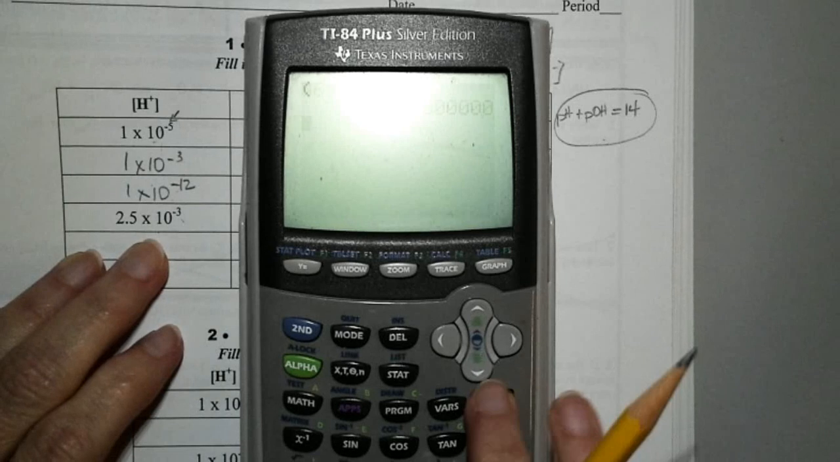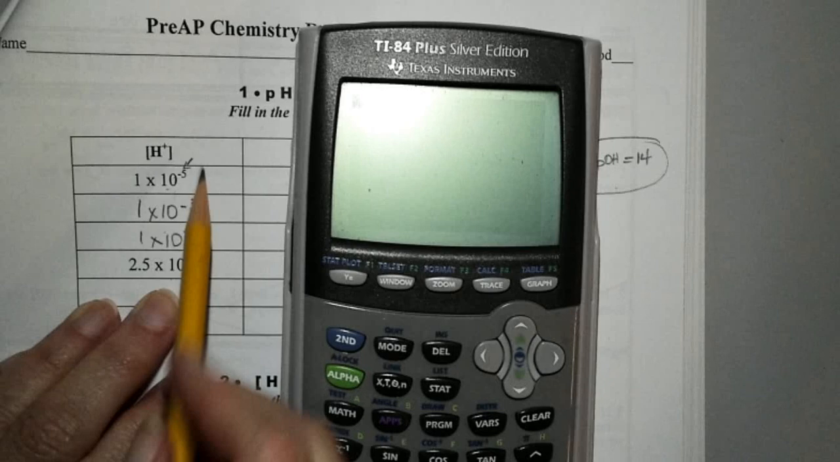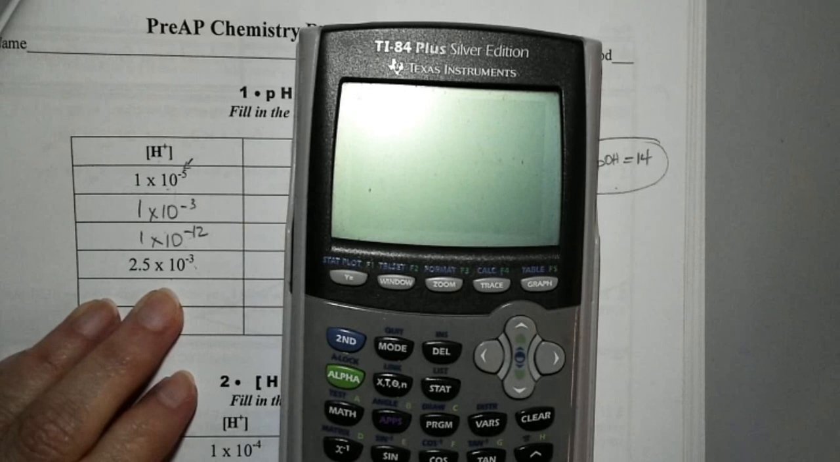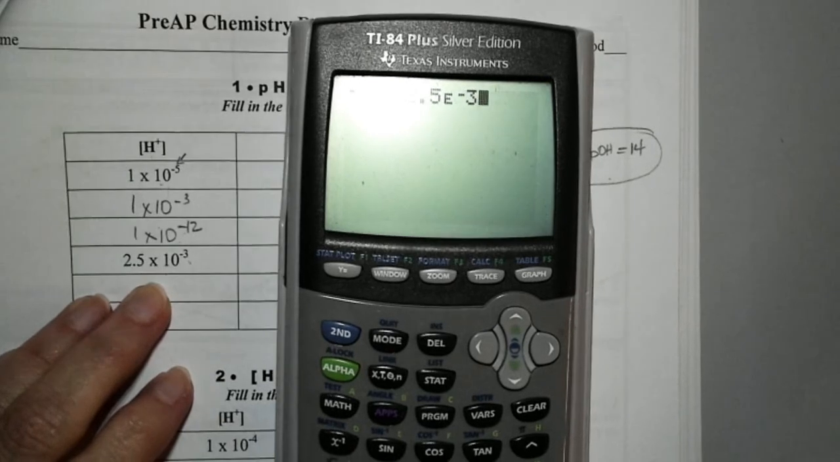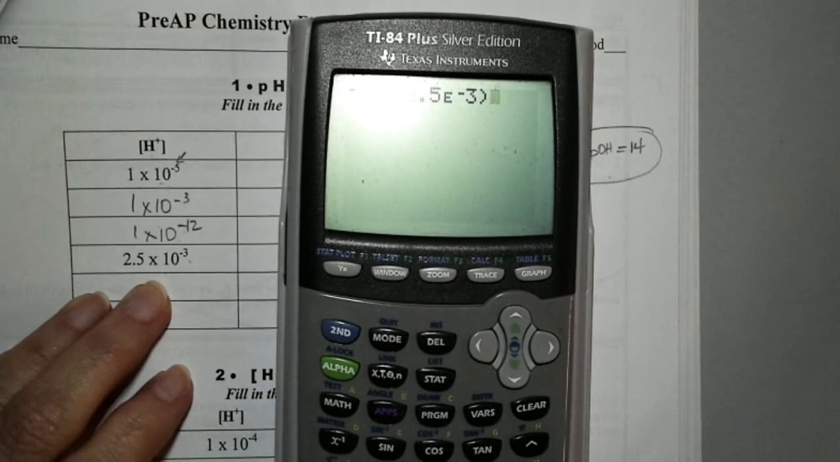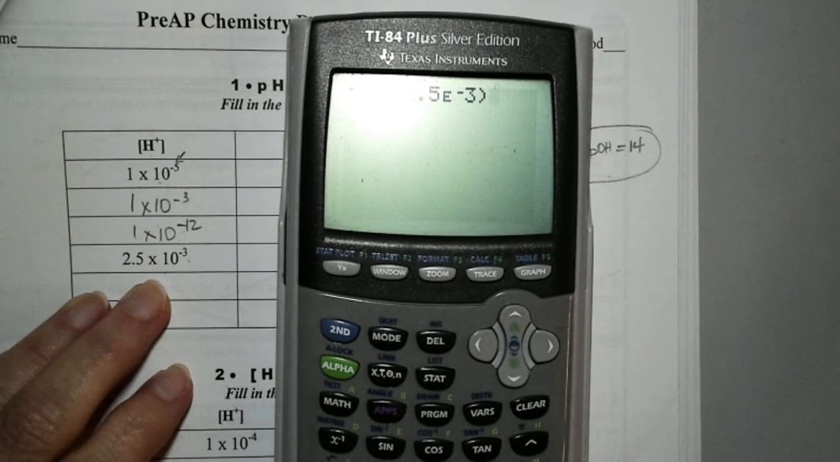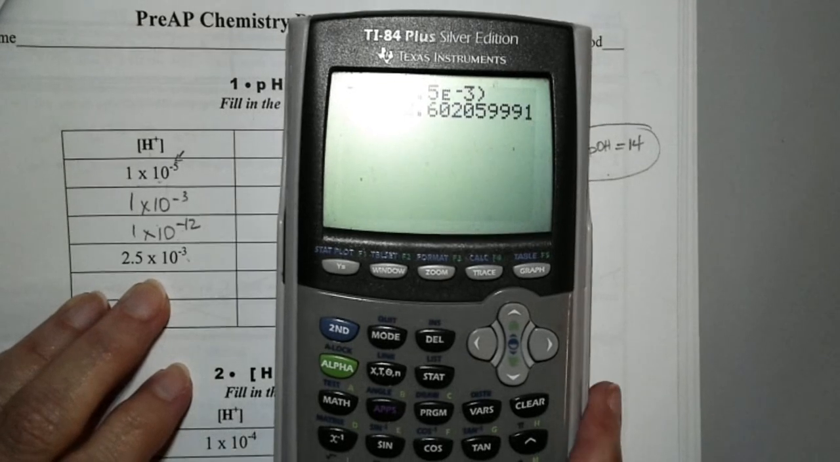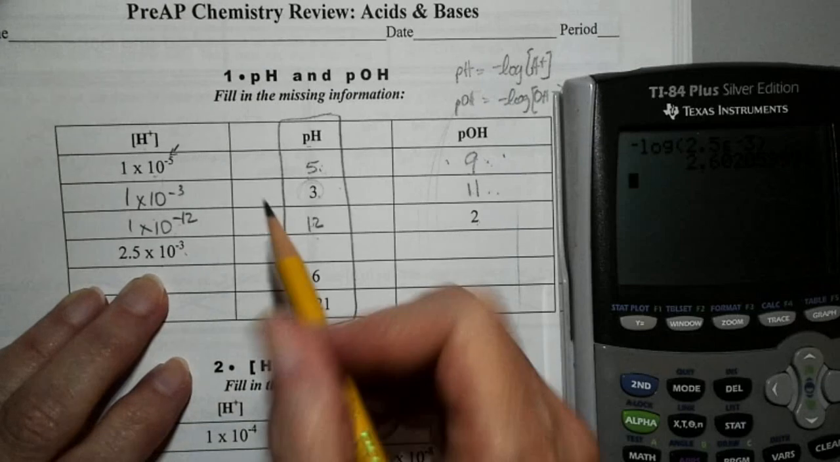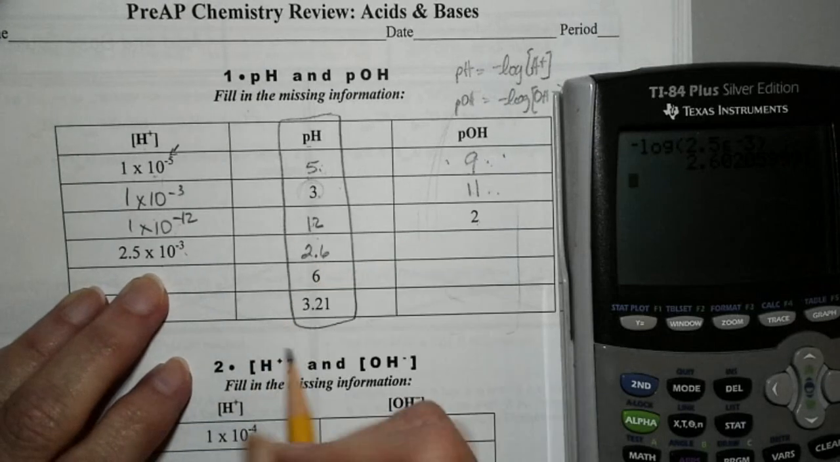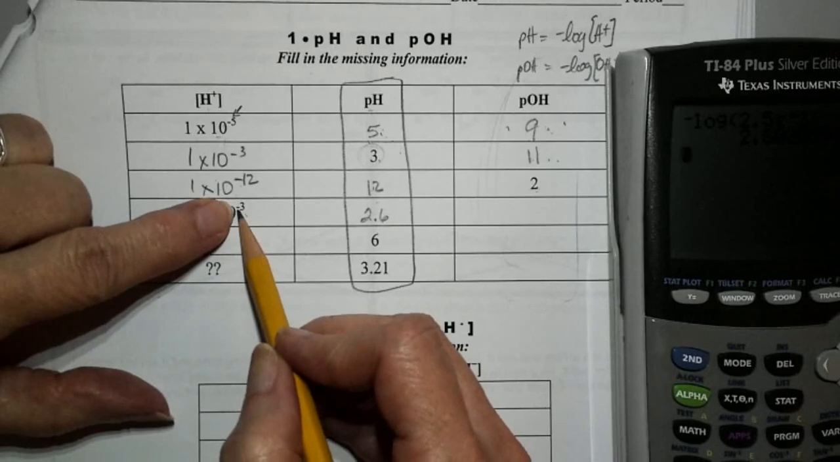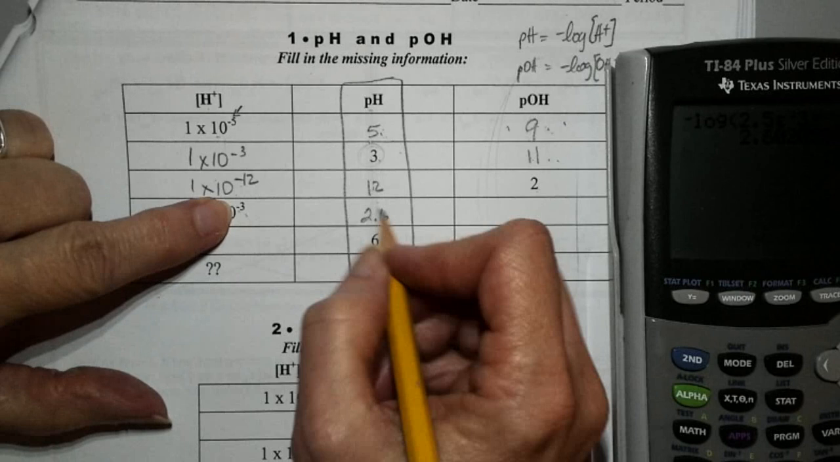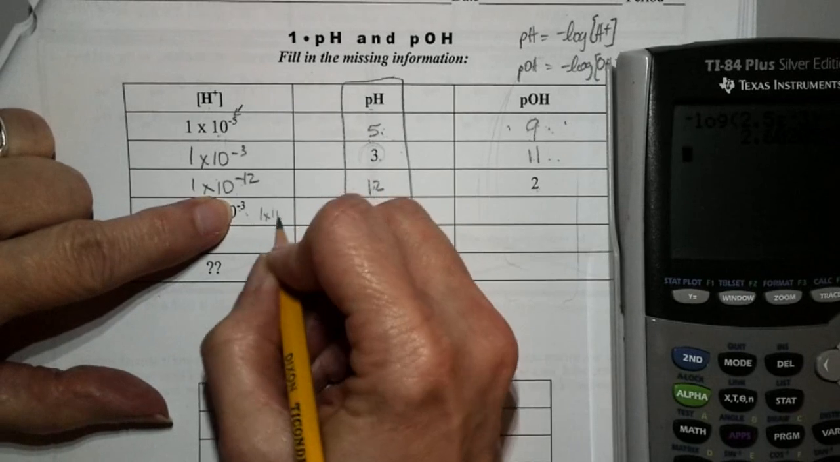So this is the hydrogen ion concentration. So we want the negative log of 2.5 EE negative 3. And I got 2.6, yes? So 2.6. It's not 3, it's actually a little bit lower than that, right? Yeah, it'd be like this. If we could write it like that, it'd be 1 times 10 to the negative 2.6, right?